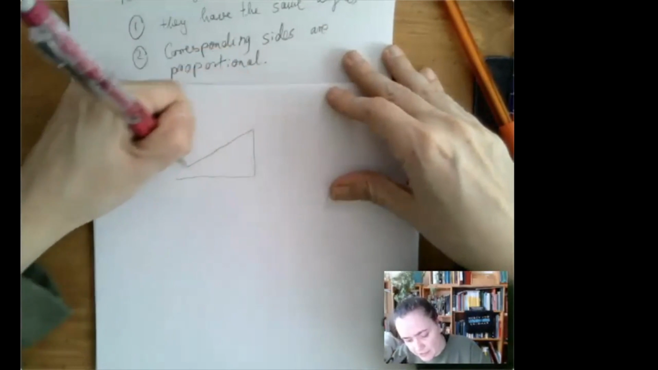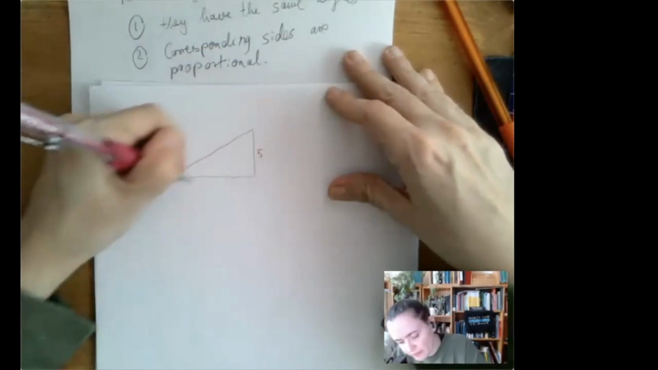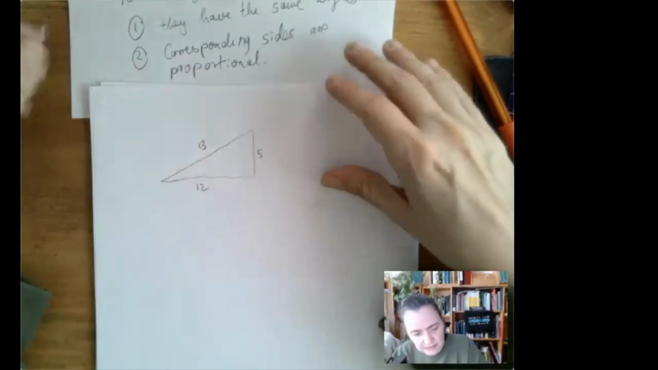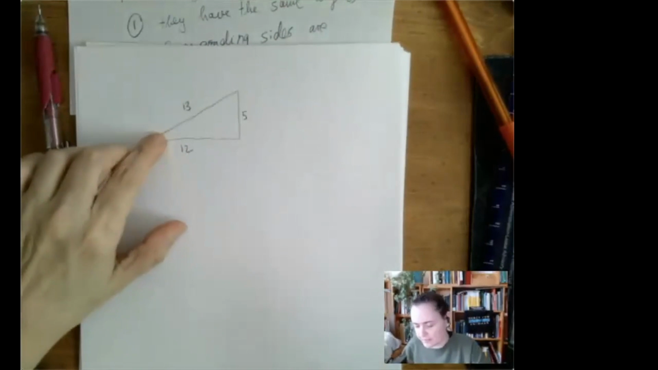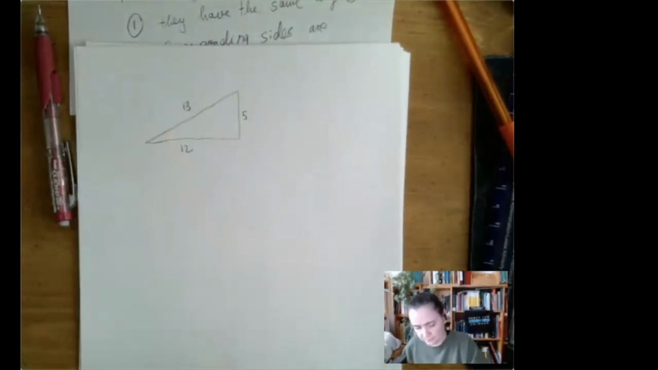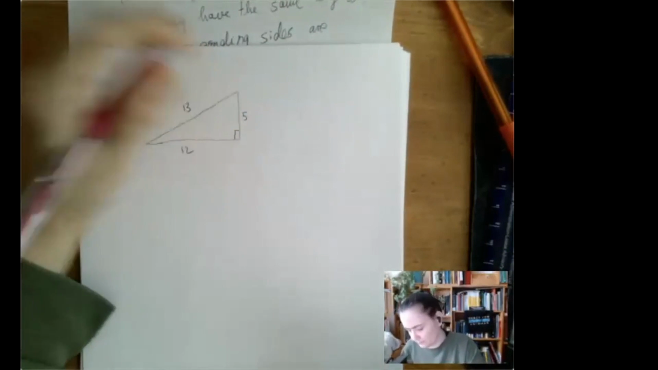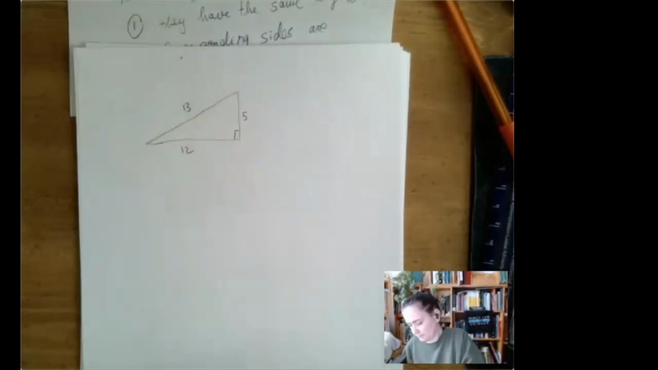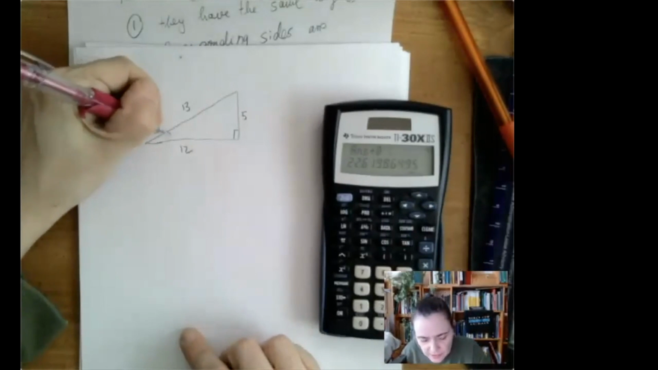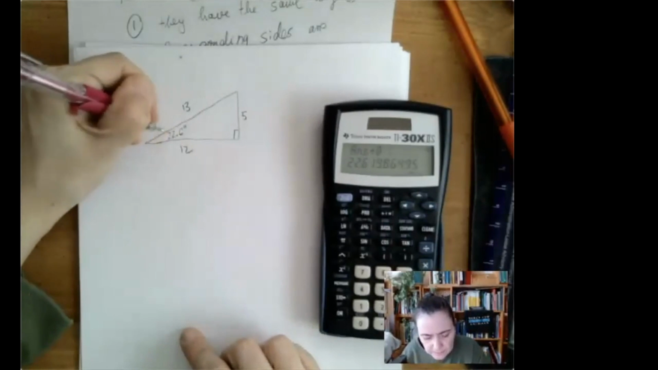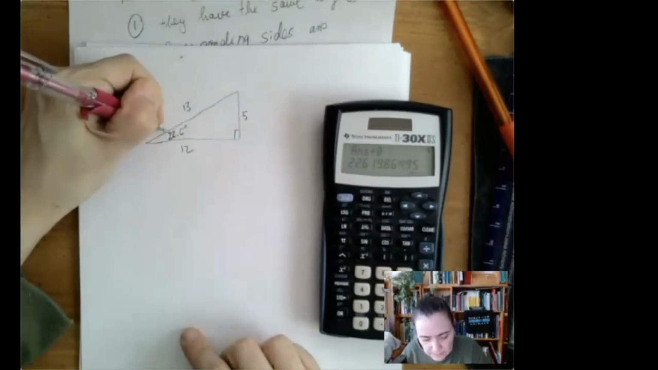Imagine that we have a right triangle. Let's take a nice one that we know, 5, 12, 13. And I'm going to use trigonometry, which is in your future, to find this cute little angle here. This is a right angle. So this angle is 22.6 degrees.